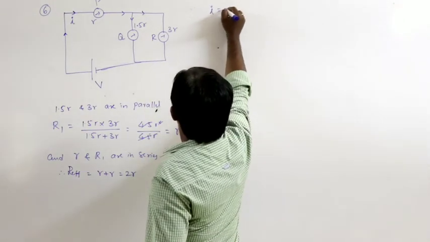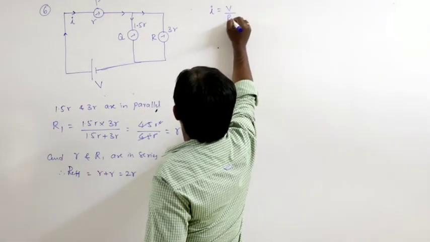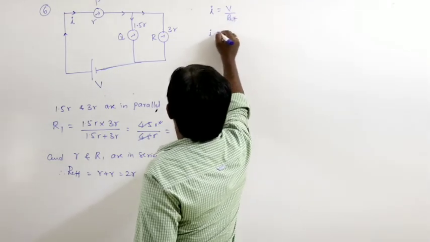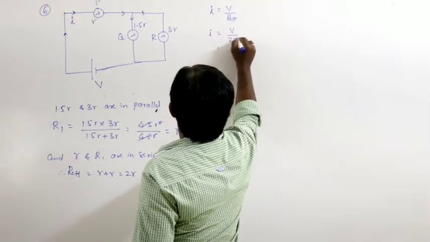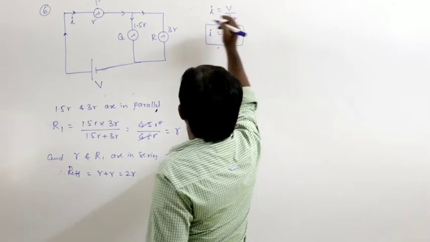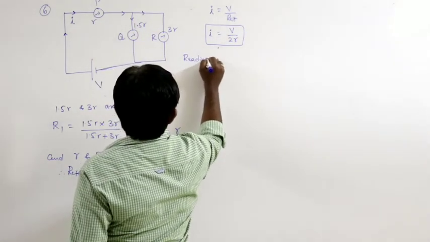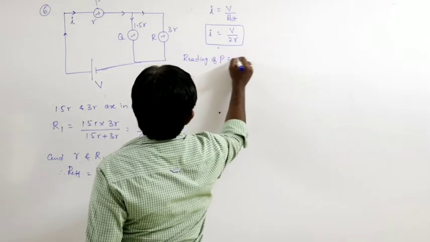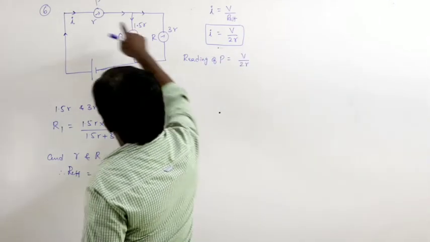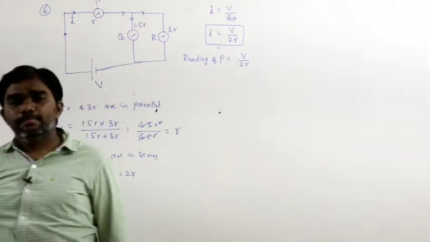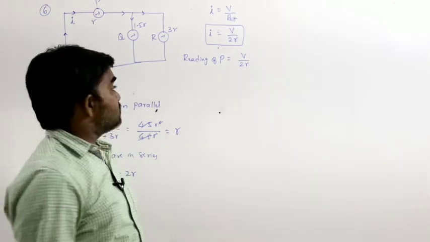What is the total current? I is generally V by R effective, and R effective is 2R. So what is the reading of P? That is V by 2R. That means the total current passes through P, whatever the total current is.